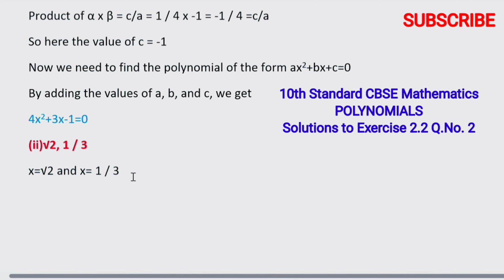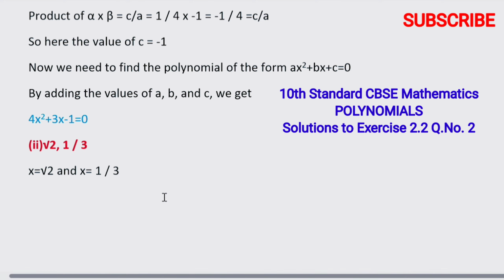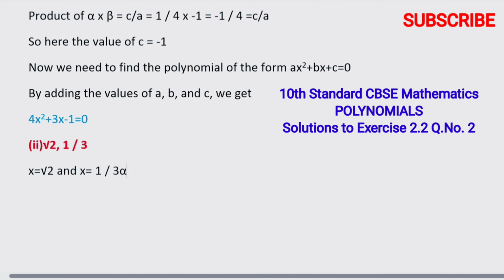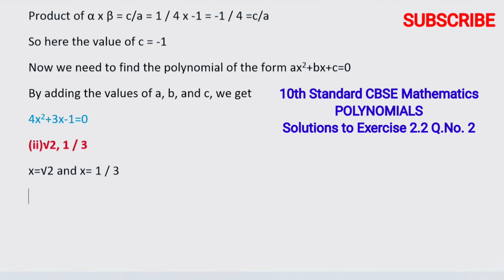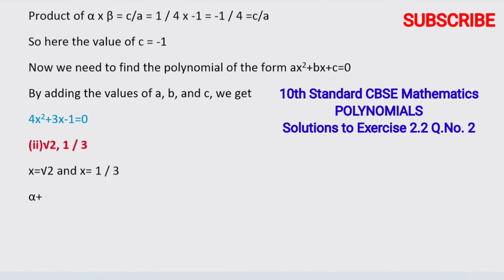Now what do we have to do? We have to find the sum and the product of the zeros of the quadratic polynomial, that is, the product of alpha and beta and the sum of alpha and beta. First we'll do alpha plus beta. Alpha plus beta equals minus b by a. This is the rule.